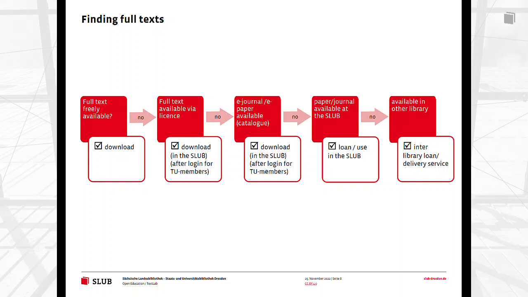If this is not possible either, maybe even because there is no download button, please check whether we have the e-journal available in the SLUB catalog. Here, you can download the journal or article after logging into your user account, being a TU member, or after connecting to the VPN client. What to do if the SLUB does not have the e-journal? Then please check our catalog to see if we can provide the printed journal. In that case, you can use the journal in the rooms of the SLUB and make copies for yourselves. If the SLUB does not have the journal available, then the only option left is to use interlibrary loan or delivery services and initiate an interlibrary loan order.